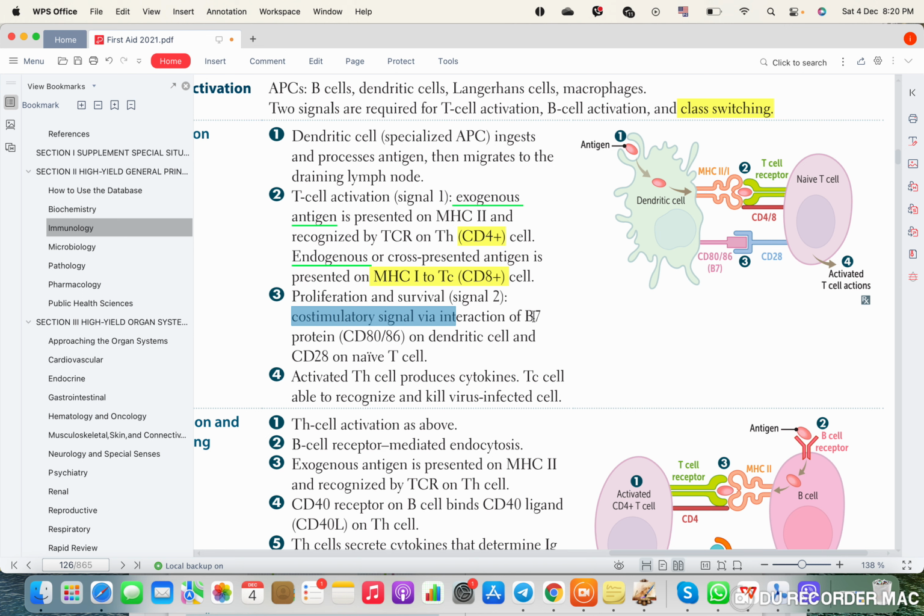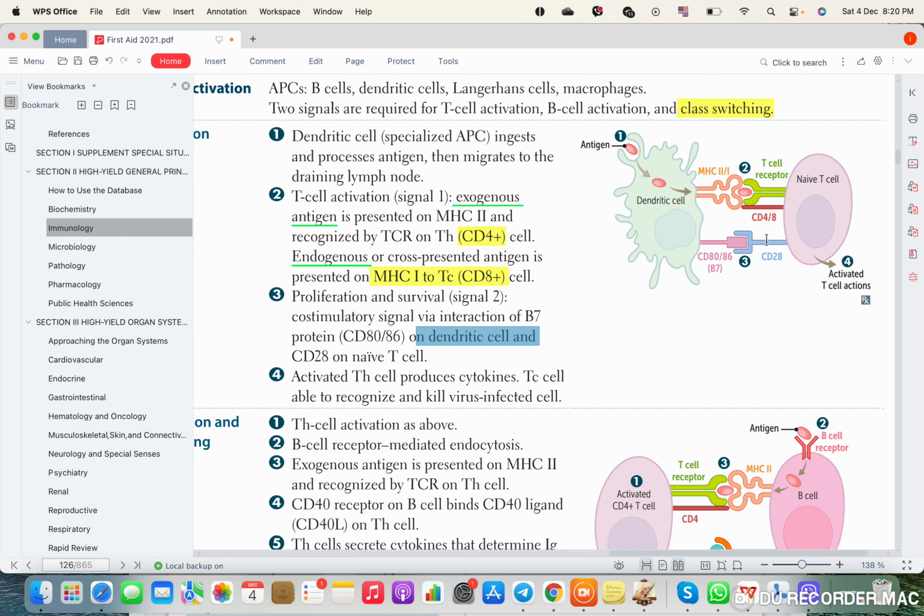co-stimulatory signals via the interaction of the B7, which is located on the antigen presenting cells like dendritic cells, and the CD28, which is located on the naive T cells. Okay, so these two interact with each other. When they do interact with each other, what will happen to you? Your naive T cells will be no more naive. She will become a mature T cell, okay? And it will start producing cytokines.